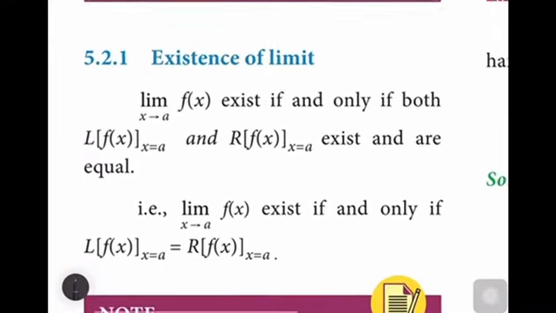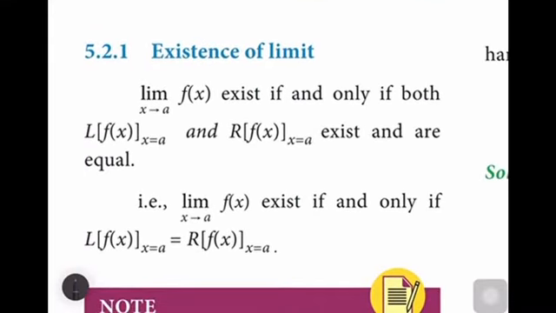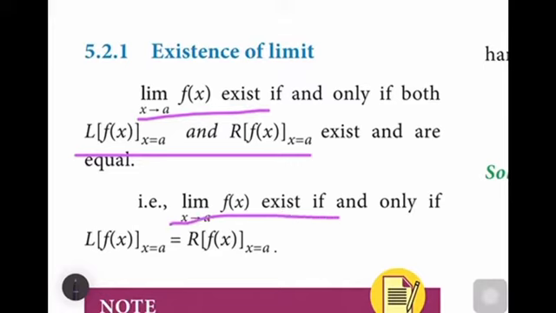So if both left hand limit and right hand limit exist, then we can tell that the limit exists. So limit f of x exists if and only if L of f of x is equal to R of f of x when x is equal to a. If left hand limit and right hand limit are equal, then we can tell that the limit exists. Okay.